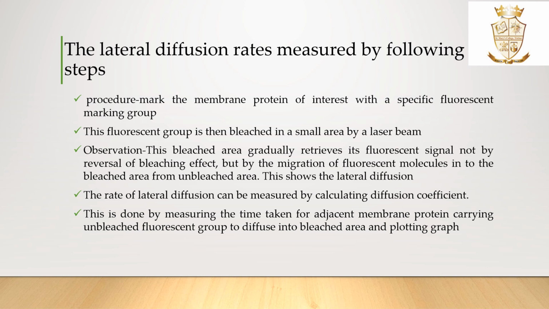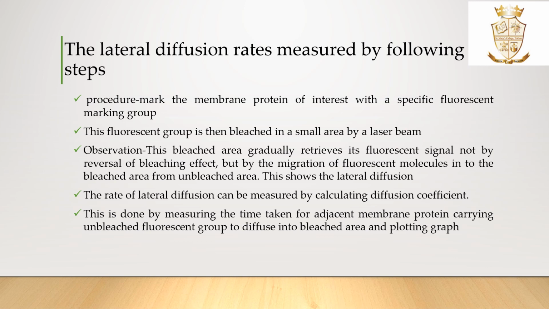The lateral diffusion rates are measured by the following methods or steps involved in FRAP. Procedure: first, mark the membrane protein of interest with a specific fluorescent marking group, and this fluorescent group is then bleached in a small area by a laser beam. The full area is not bleached, only a small portion is bleached with a laser beam, and we can observe that this bleached area gradually retrieves its fluorescent signal, not by reversal of the bleaching effect but by the migration of fluorescent molecules into the bleached area from unbleached areas.